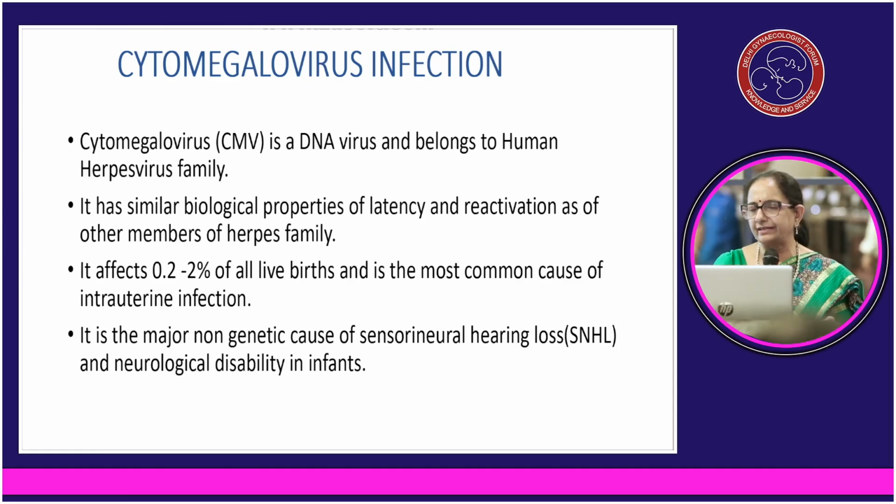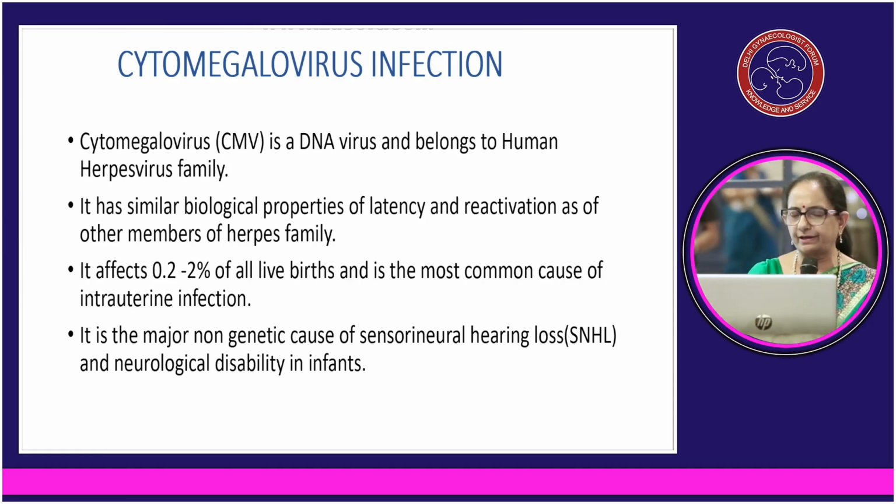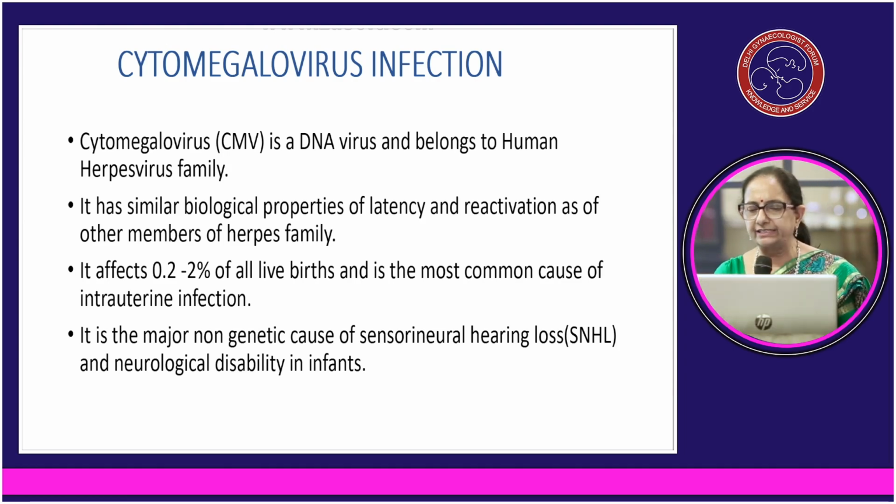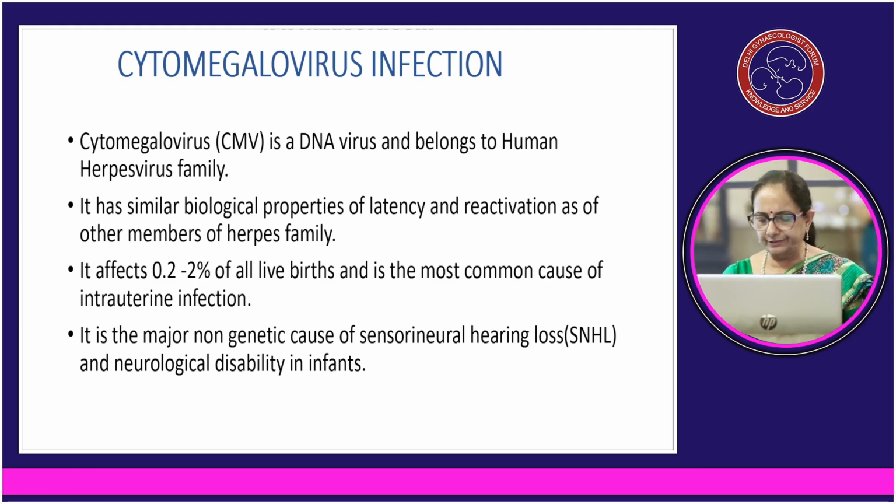Today's topic is why TORCH infections are more important now. Revision: CMV is a DNA virus and it belongs to the human herpes virus family. It has similar biological properties of latency and reactivation as other members of the herpes family. It affects 0.2 to 2% of all live births and is the most common cause of intrauterine infection. It is the major non-genetic cause of sensorineural hearing loss and neurological disability in infants.